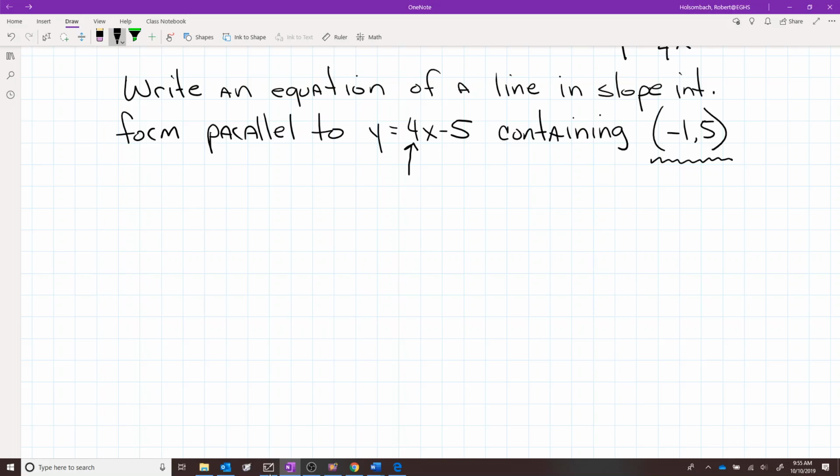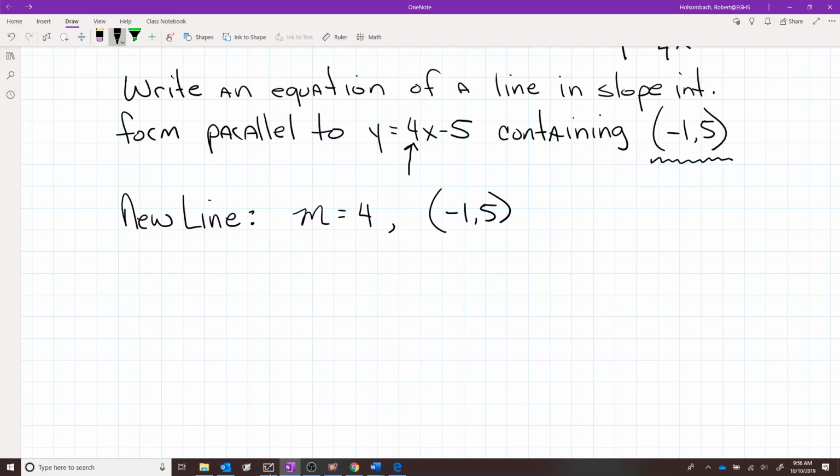You wrote it down a couple days ago. Parallel lines have the same slope, don't they? Parallel lines have the same slope. So we have to write an equation for a new line. And let's write this new line in point slope form first. If it's parallel to y equals 4x minus 5, then its slope is going to be 4. And if it has to contain negative 1, 5, it's going to go through negative 1, 5. So there's the information for our new line.